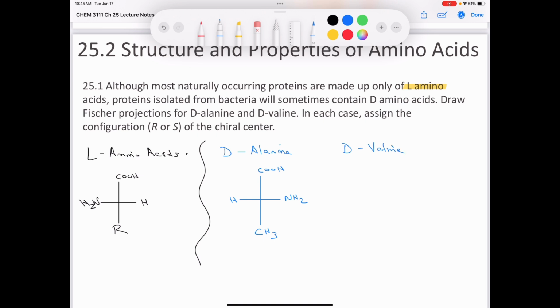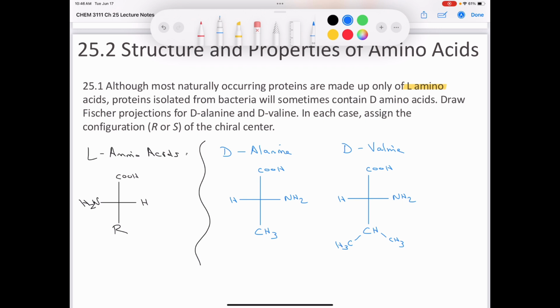So we can just take this guy, let's do a little copy-paste magic here. So we'll paste this in, and all we have to do to modify this structure to go from alanine to valine is we put an isopropyl group here. And then what is the stereochemical configuration?